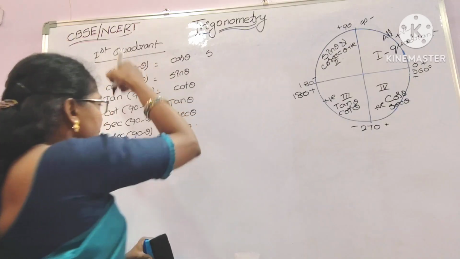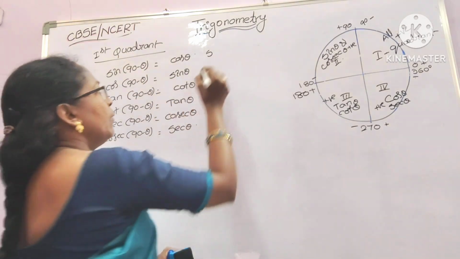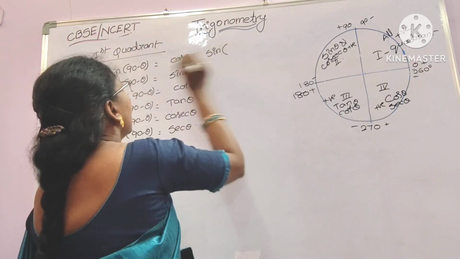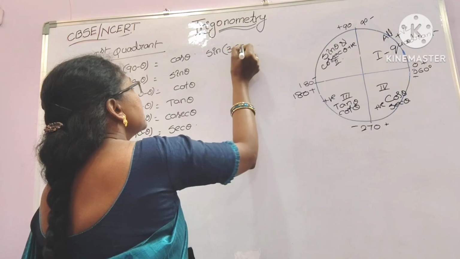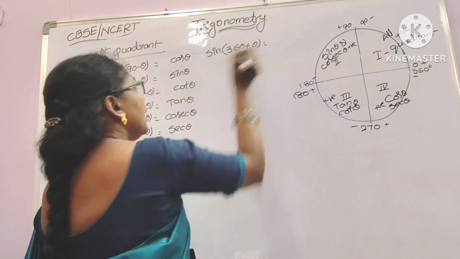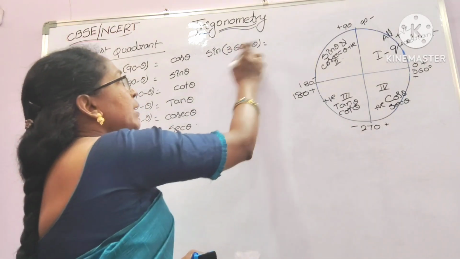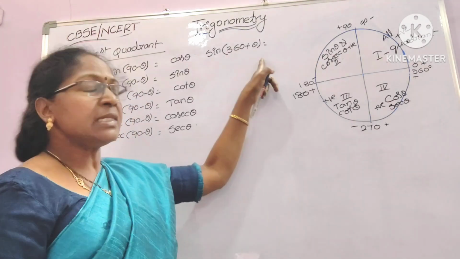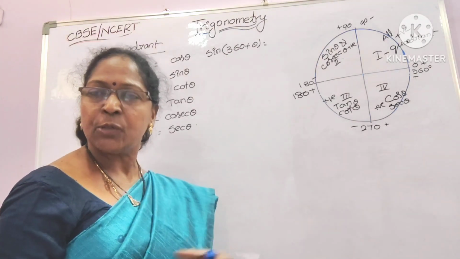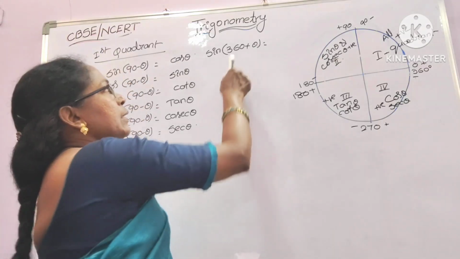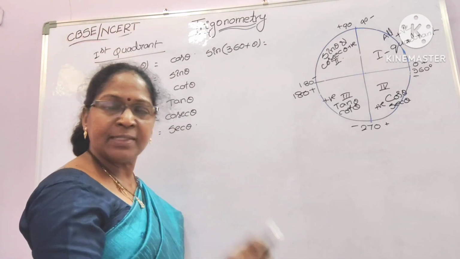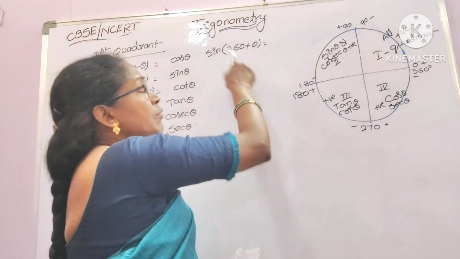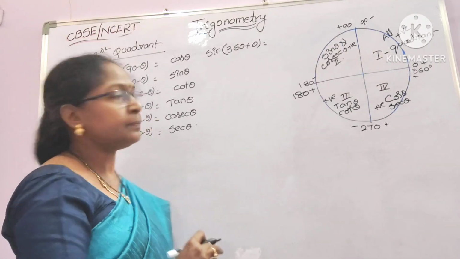Suppose here you write down the same six trigonometric functions. Here sine, but the angle is 360 plus theta. Then first you have to find out which quadrant this 360 plus theta comes under. First you have to check it. 360 plus theta comes in the first quadrant. So in the first quadrant all are positive.